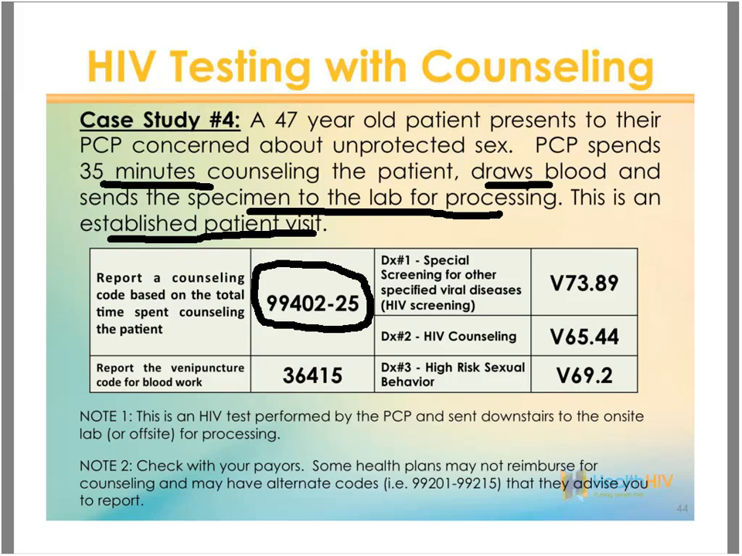99402 was reported for this encounter. The modifier 25 was used because there was some blood work, and here are your diagnoses that reflect the service: V73.89 for screening, V65.44 for the counseling, and V69.2 for the high-risk behavior. As for the modifier 25, really and truly you should check with your local Medicaid agency, because in the case of the counseling, they may or may not advise you to use this modifier. Some payers will tell you you don't need the modifier. Some payers will tell you that you do need the modifier.